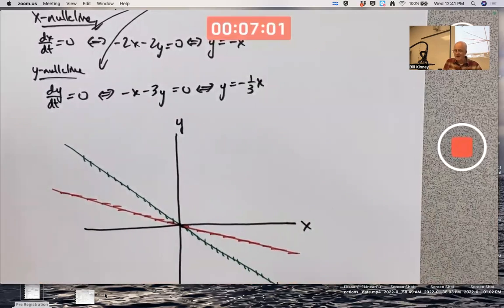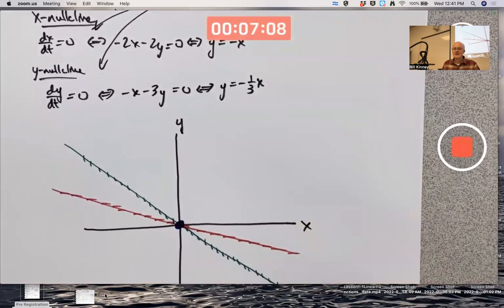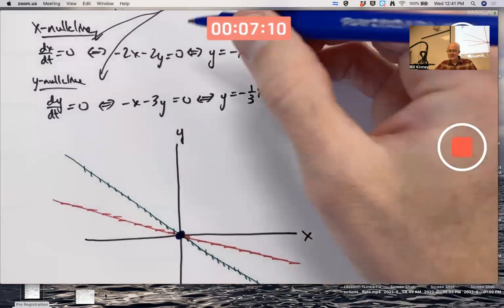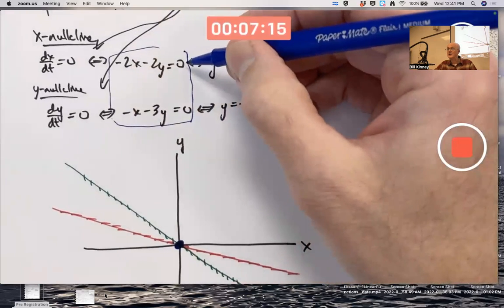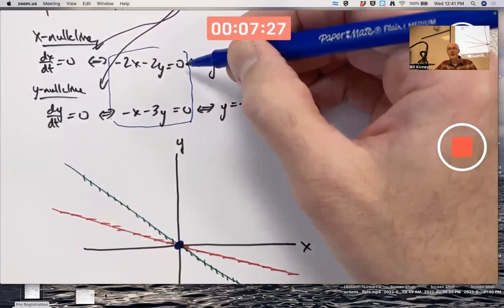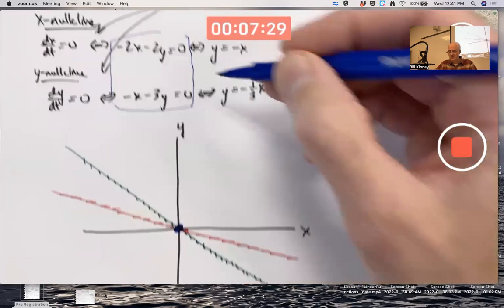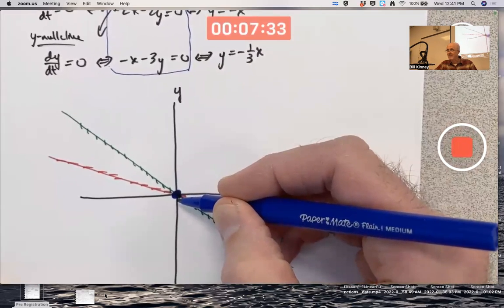Where x and y nullclines intersect, you have equilibrium points. That's only one point, the origin. If you think about solving this system of homogeneous linear equations, the determinant of the corresponding coefficient matrix would be non-zero. There's only a unique solution, just the origin. The kernel of the corresponding linear transformation would be just the origin. You can relate this a little bit to linear algebra in that way.